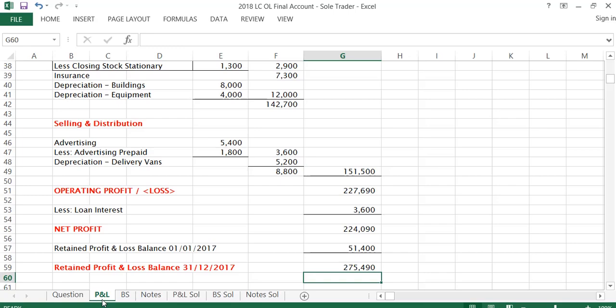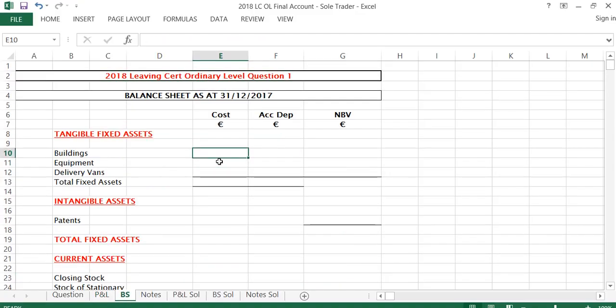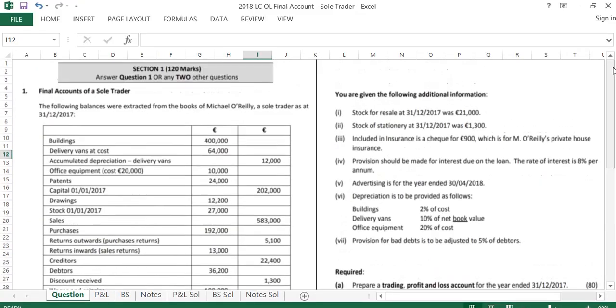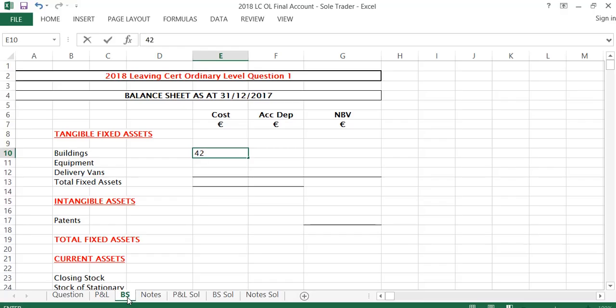Now we have to have a look at the balance sheet. So for the balance sheet, the first place we always start off with our tangible fixed assets. So we're going to get the cost of buildings, equipment and delivery vans. So from the trial balance I can see the cost of buildings is 400, I can see the cost of equipment is 20 and delivery vans 64. So I'll put those in 400, 20 and 64. And I'll total those, I get a total cost of 484,000.